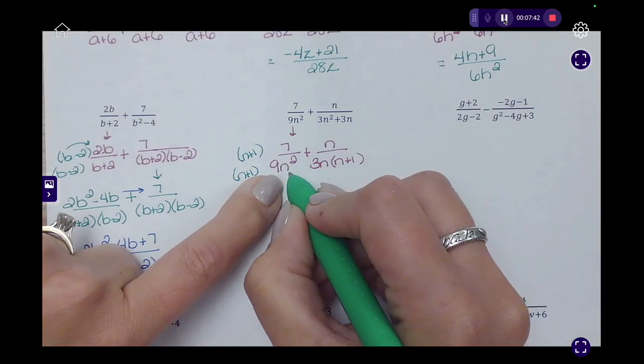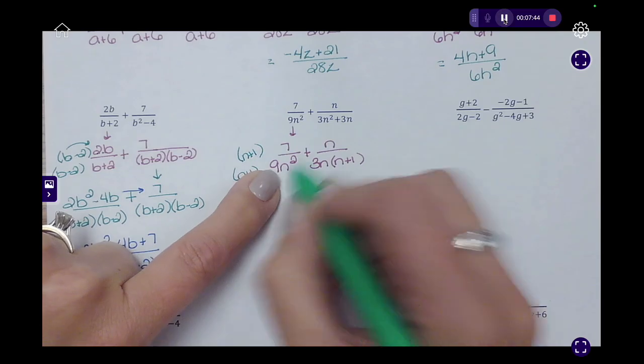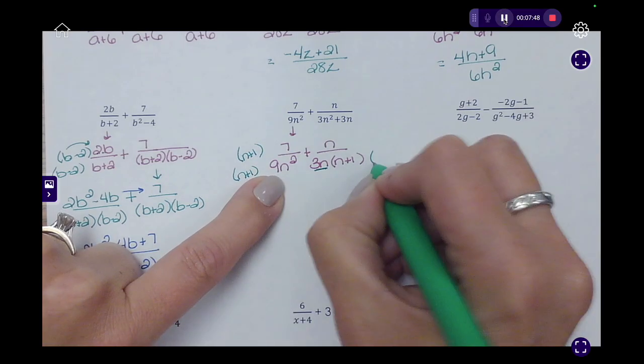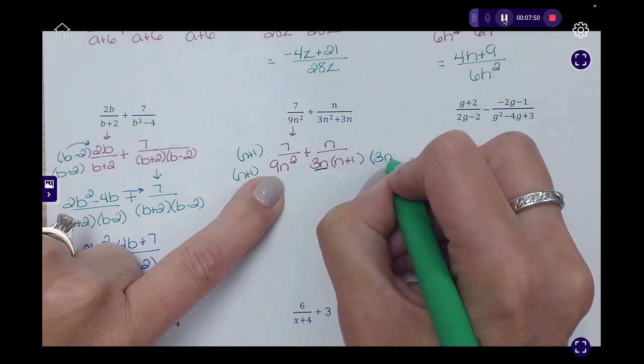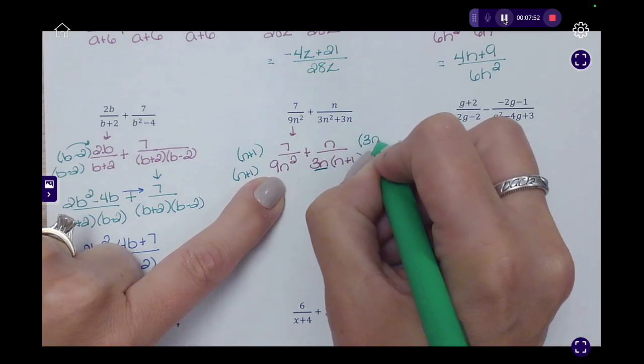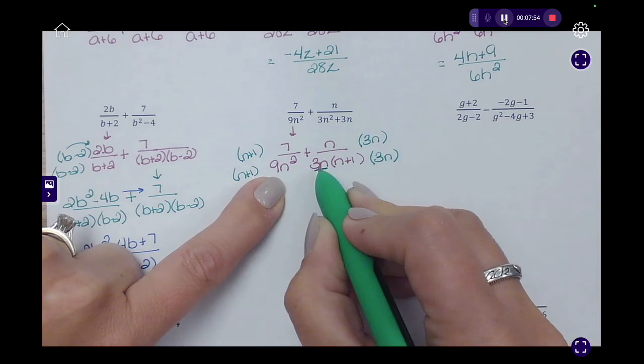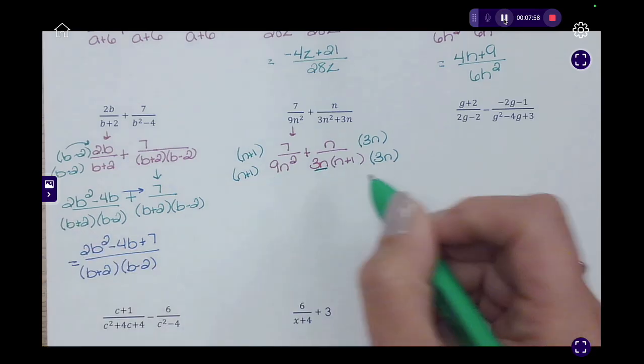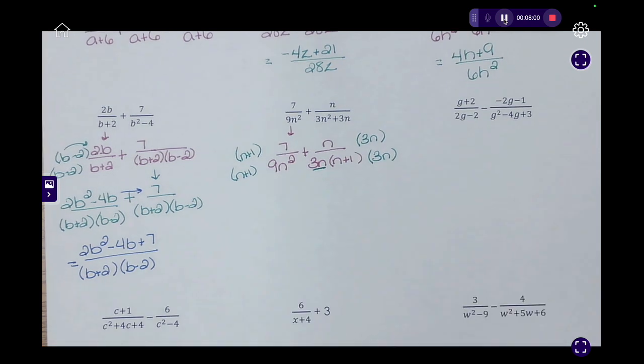Now realizing here, this is a 9n squared. So I need to make this a 9n squared. That means I have to multiply it by 3n, because if I multiply 3 times 3, that gives me 9. n times n is n squared. So that's going to give me that common denominator.